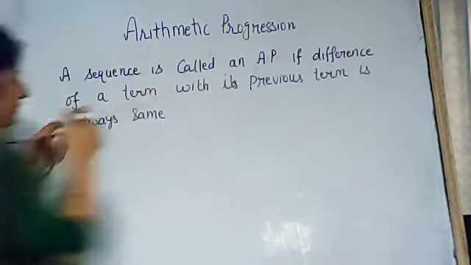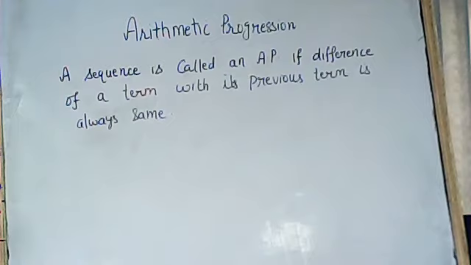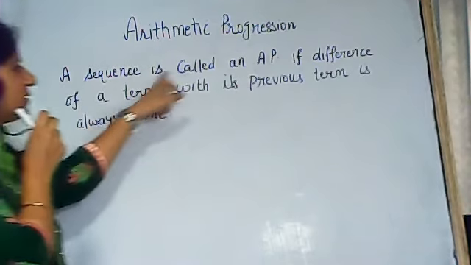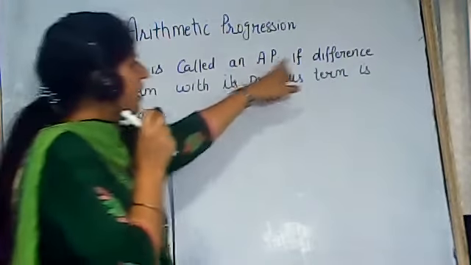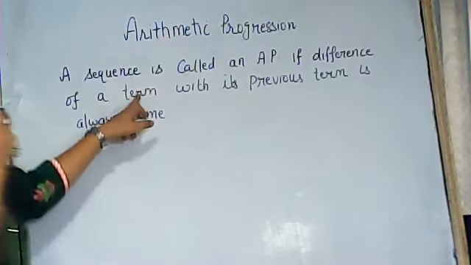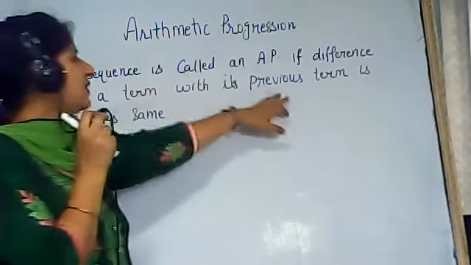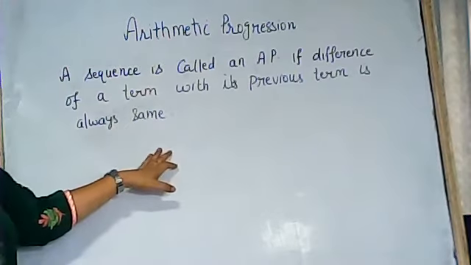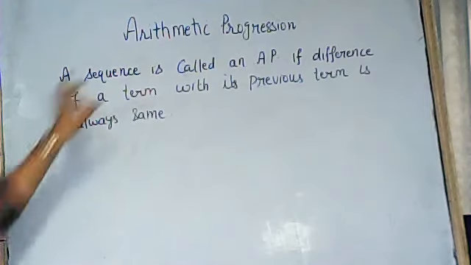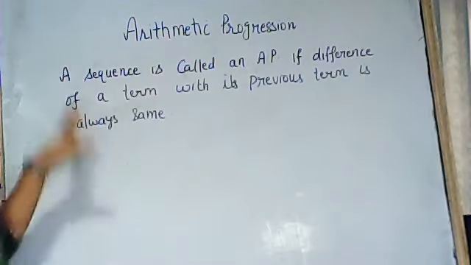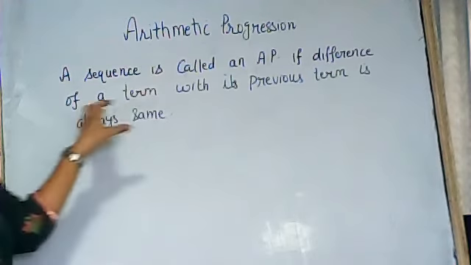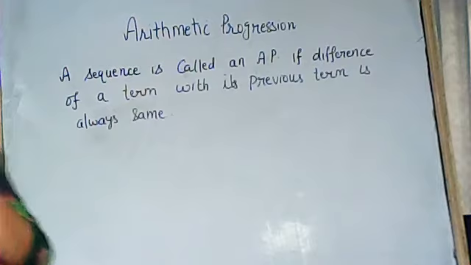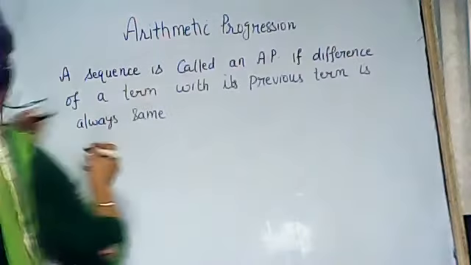So what is the definition of AP series? A series or sequence is said to be in AP whenever the difference of any term with its previous term is always same. It means when we talk about the arithmetic progression, we always have to check the difference between the terms. So let us understand this definition with the help of an example.